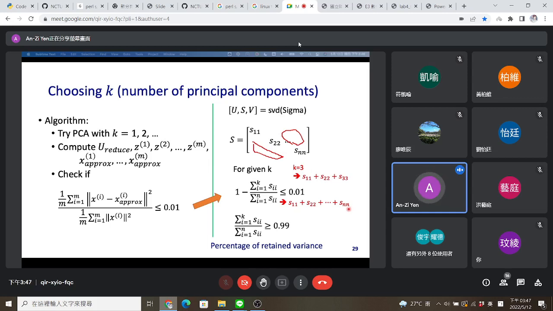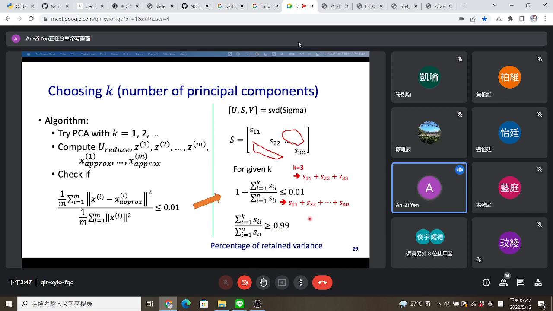So what we can do is just to test if this is less than or equal to 0.01, or we can test if the sum from i equals 1 through k of Sii divided by the sum from i equals 1 through n of Sii is greater than or equal to 0.99, to make sure that 99% of variance is retained.